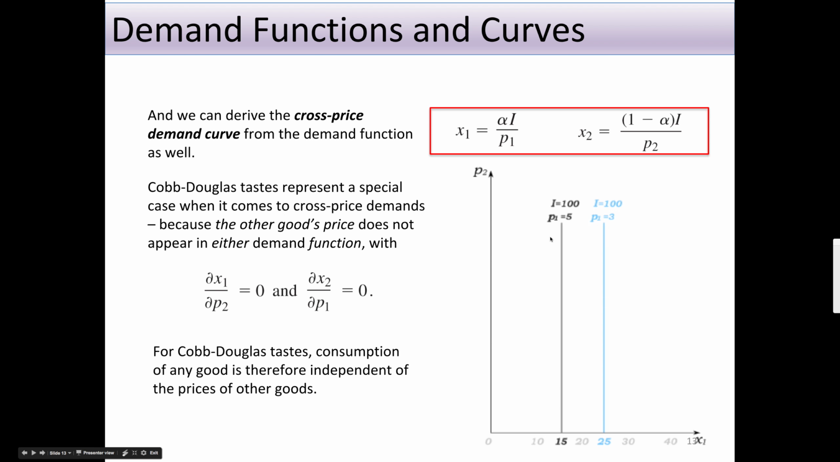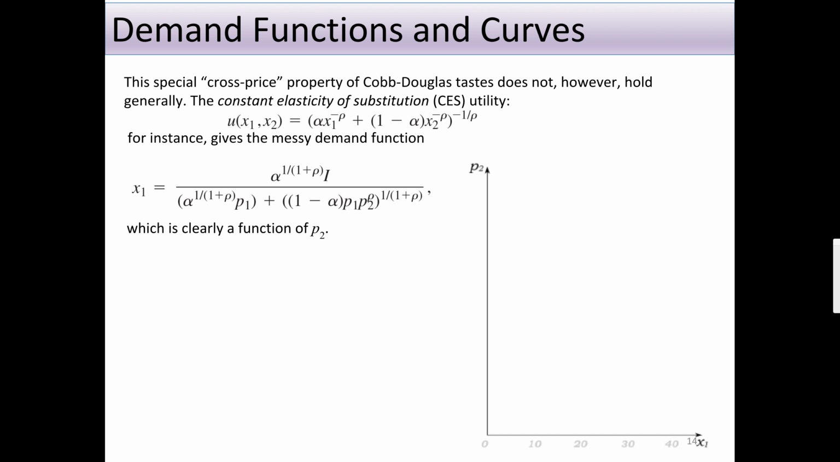So we're going to have a perfectly vertical, or inelastic, cross-price demand curve, because as the price of the other good goes up and down, it does not change my consumption of x1, or respectively x2, to the left or right. This is not true for demand functions in general.